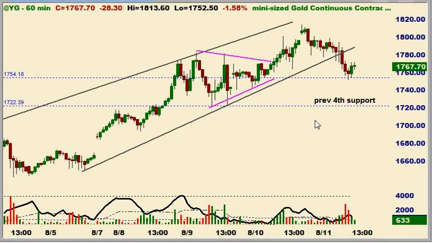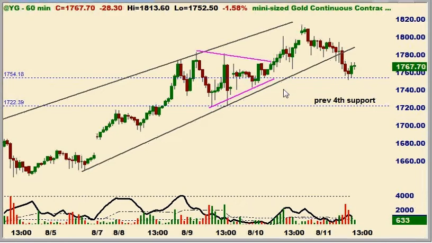Gold. This chart is a bit dated. However, I believe we are still holding around that 1755 area. That's the apex to this triangle. If indeed gold is good still, at least on a short-term basis, it should hold this previous fourth wave. I'm not even going to bother labeling it at this point.